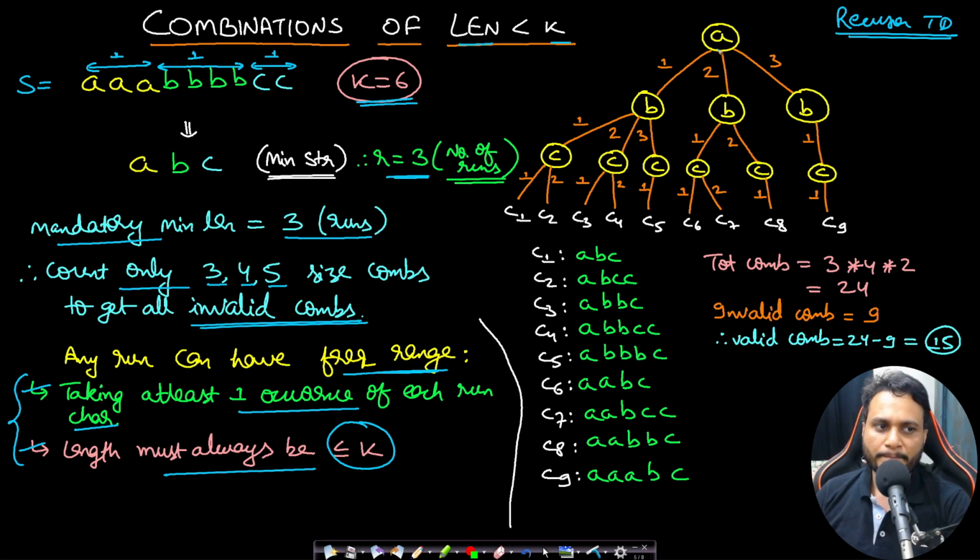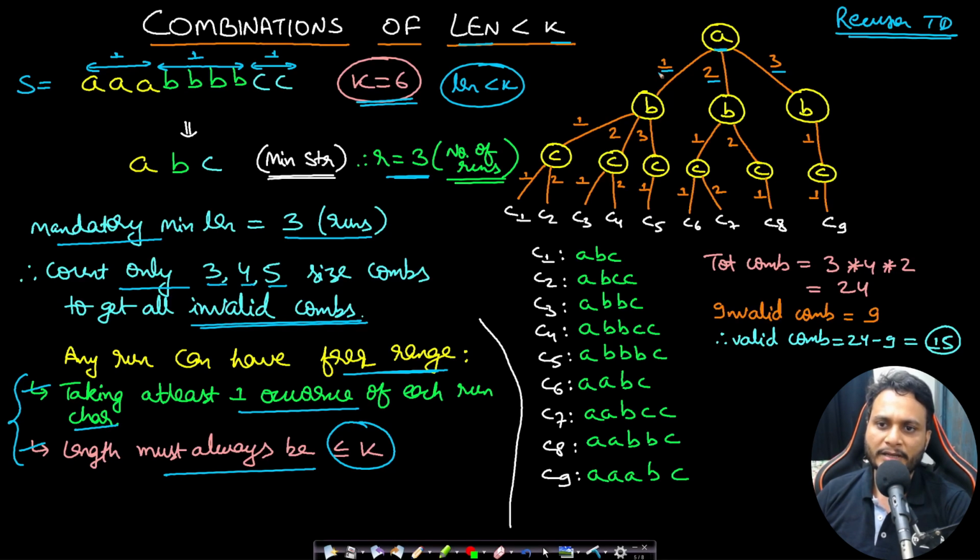So in this case, if I try to include A, how many options do I have for A's frequency? I can include A 1 time, 2 times, or 3 times. That is up to us, how many times we include. But we should always make sure that while adding up the length, it should never be greater than or equal to K. The length must always be less than K at any point of time, whatever number of items I take.